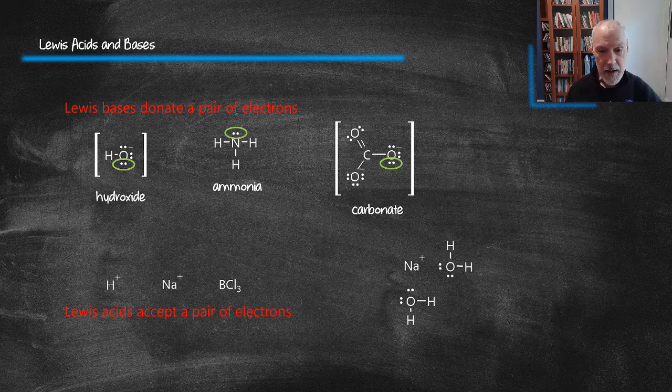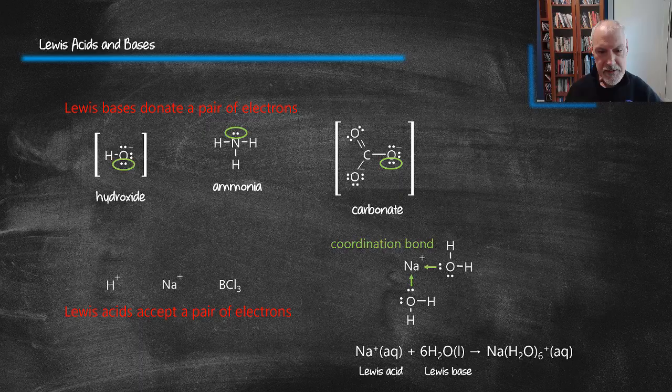Here I have the sodium ion interacting with some water molecules. And those electron pairs would be attracted to the positively charged sodium in what we call a coordination bond. Now, there can be up to 6 water molecules that could surround a particular sodium ion. So here's the equation to represent that. Sodium acting as our Lewis acid, accepting pairs of electrons, and the 6 water molecules donating their pairs of electrons. And they would form this complex ion.